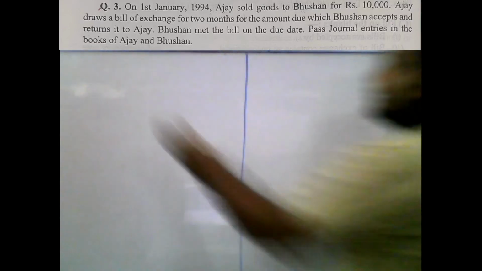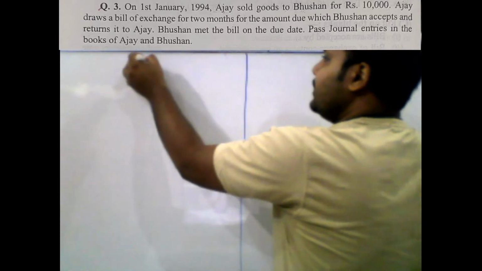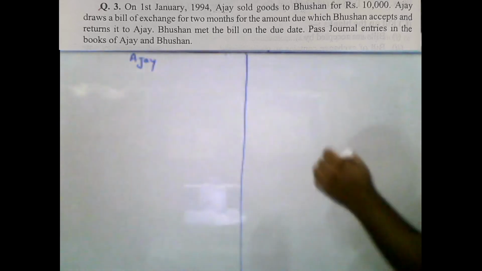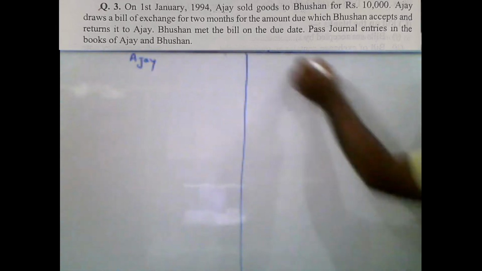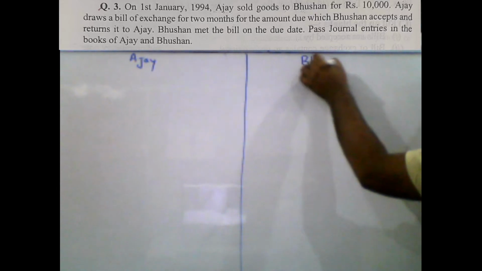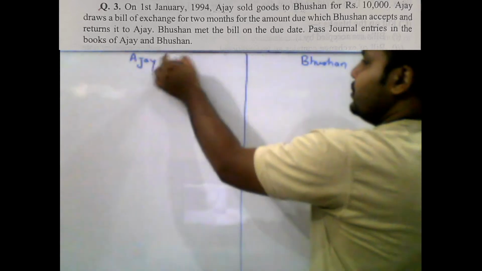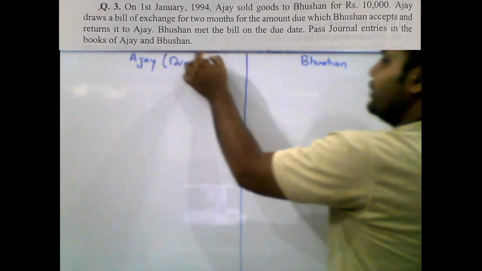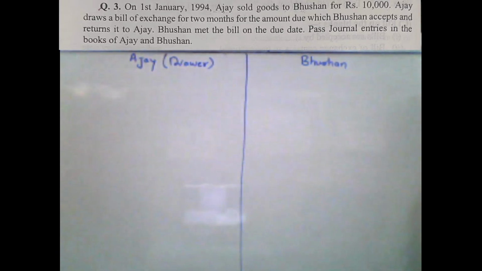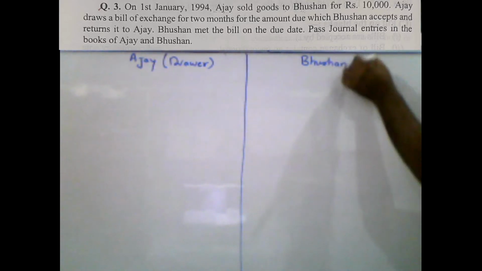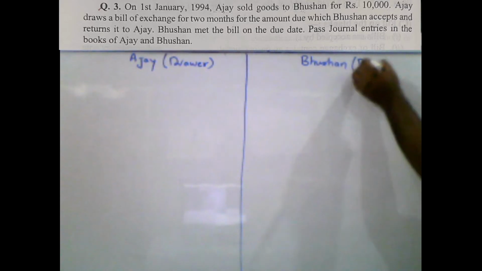So the first party will be known as Ajay. पहली पार्टी का क्या नाम है? That is Ajay, and दूसरी पार्टी का क्या नाम है? That is Bhushan. And according to your knowledge, you know very well, जो goods sold करता है वो कौन होता है? Who's a drawee? Wrong. Who's a drawer? And a person who purchased the goods, he is a drawee.